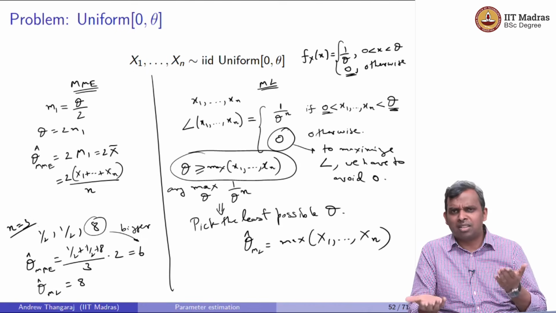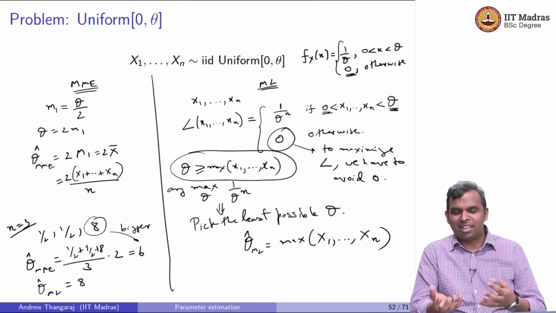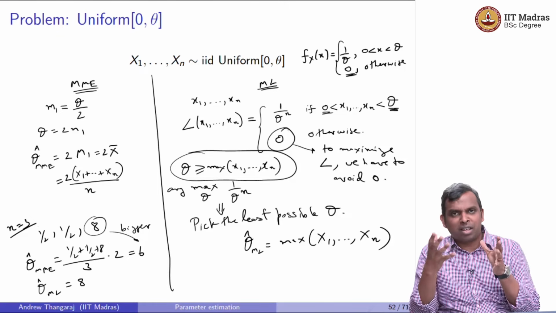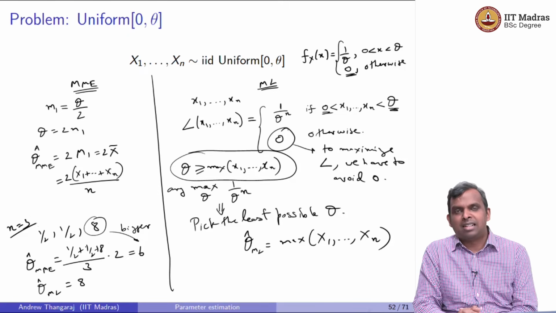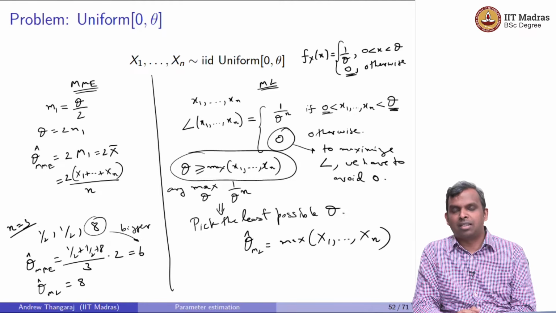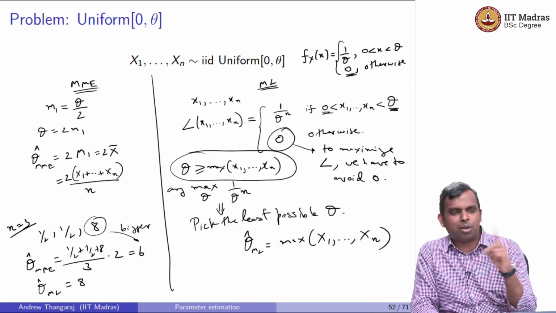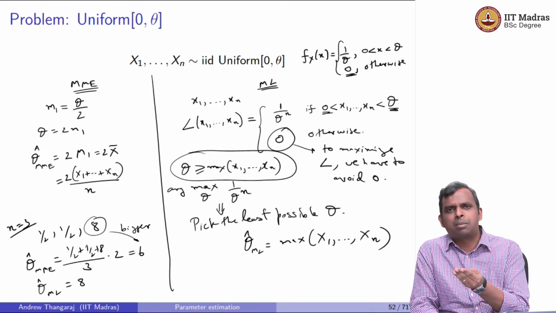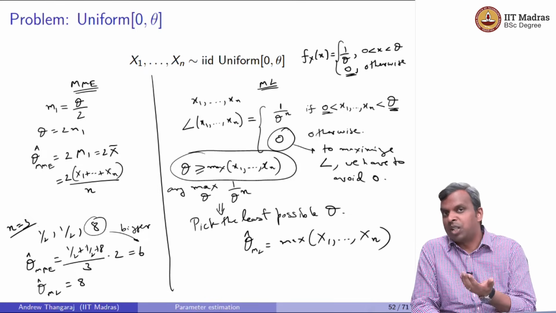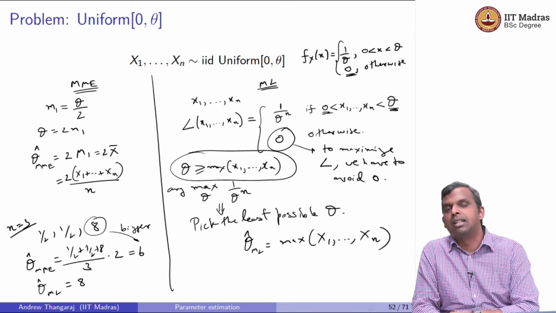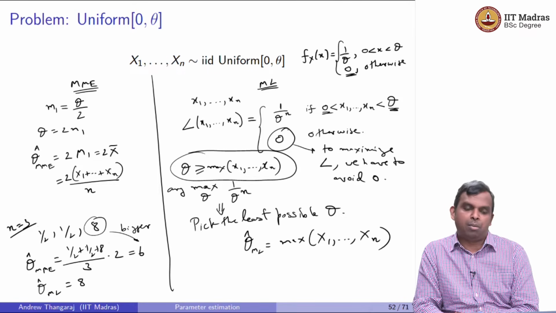So notice how the two estimators are so different. They're different in philosophy, but max of x1 through xn is a very reasonable way to make a prediction for uniform 0 theta, right? You don't know theta, you're observing a lot of things. What will be the best prediction for theta? Maximum of those values. Very reasonable. It ends up being the maximum likelihood estimate.